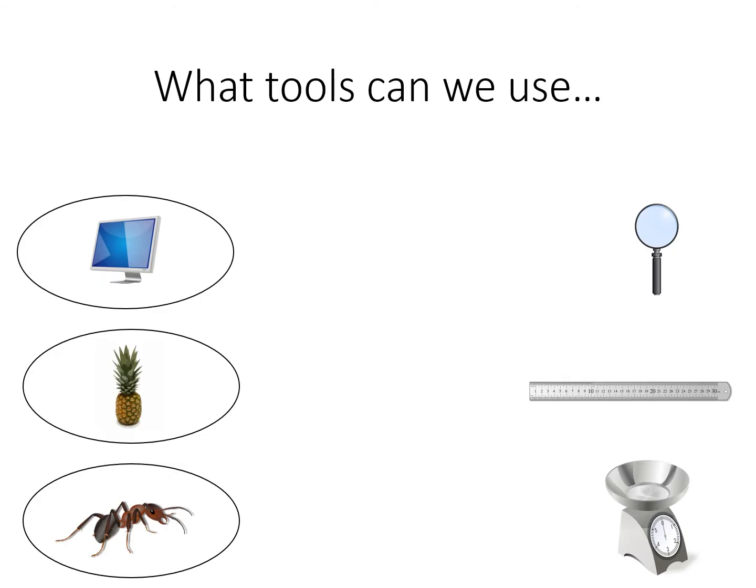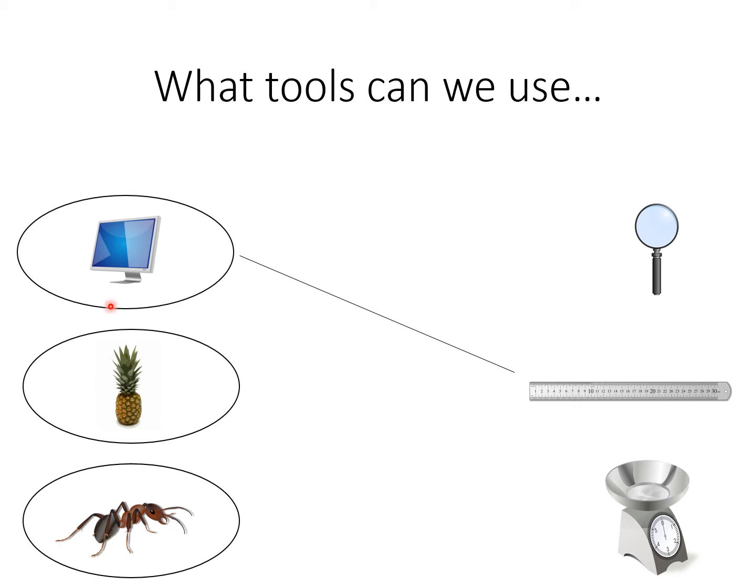So right now we are going to do a little match. We have to choose which tool we can use to measure the following items. So let's see. We have right here a screen. What can I use to measure a screen? We can use a ruler to measure the screen. Why? Because a ruler measures straight lines. And as you can see here, the screen has very straight lines.